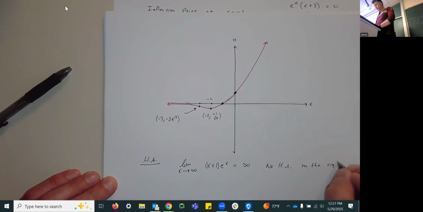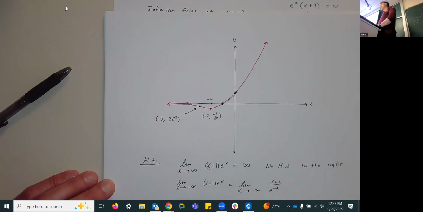However, to the left, moving the limit as x goes to negative infinity of x plus 1 times e to the x, I might choose to rewrite this as the limit as x goes to negative infinity of x plus 1 divided by e to the negative x. This is not stupid to do, even though I might be like, why are you doing this? This is actually really, really important when we start talking about L'Hopital's rule in like 20 minutes.